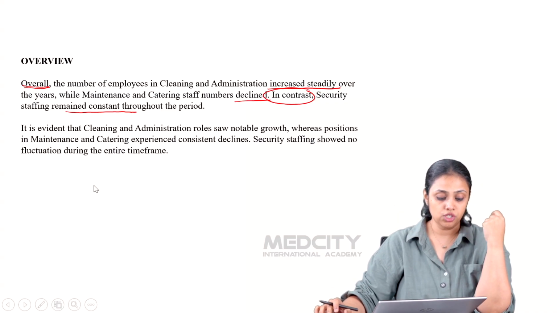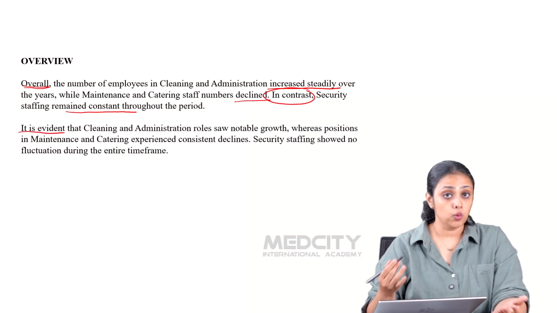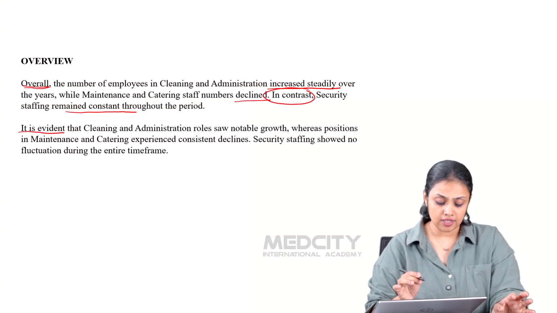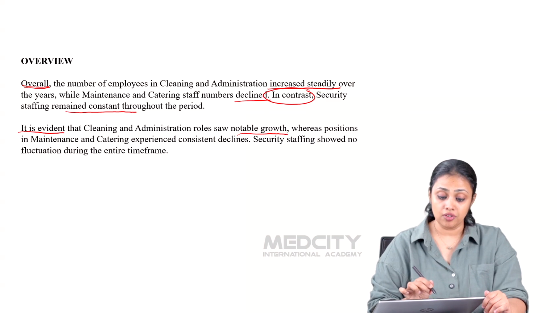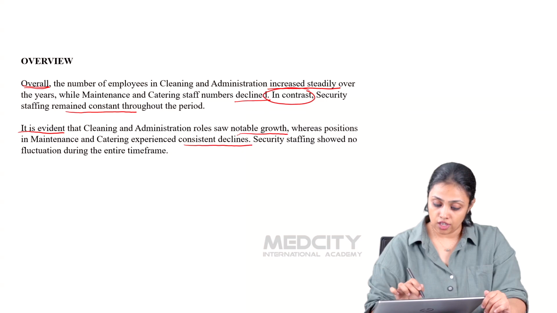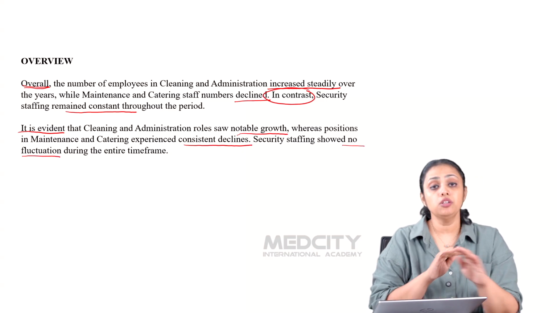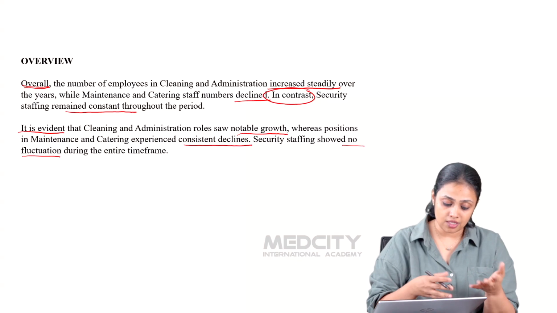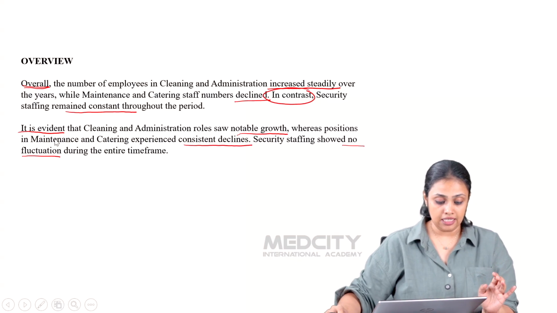Now another version, it is evident that, it is another way of starting the overview. It is evident that cleaning and administration roles saw notable growth, whereas positions in maintenance and catering experienced consistent declines. Then security staffing showed no fluctuation. Here they have mentioned remained constant, but now in this it can be put as no fluctuation. It means the same during the entire time frame.